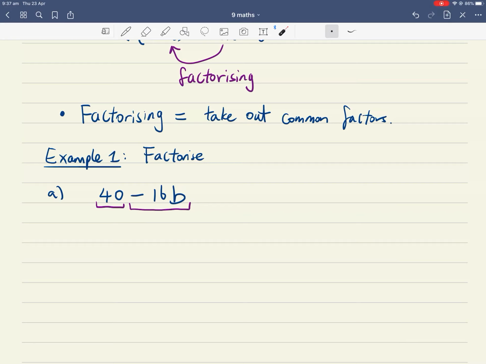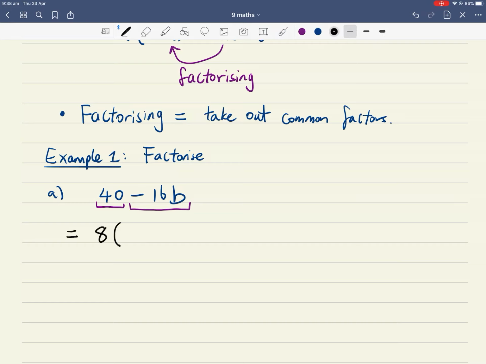Well, 4 is a factor, but it's not the highest common factor. 8 would be the highest common factor because 8 5s are 40 and 8 times 2 is 16. So we would write equals 8 because that's our highest common factor. Now look at any variables or letters you have. So I've got a b here, but there's no variable in the first term. So there are no common variables. So that's all we have in common is the 8.